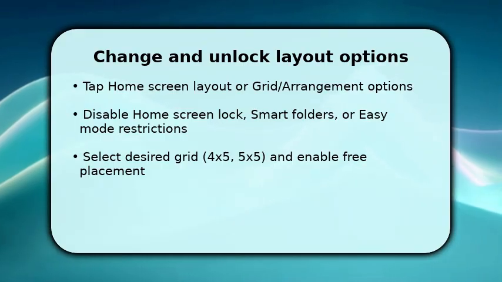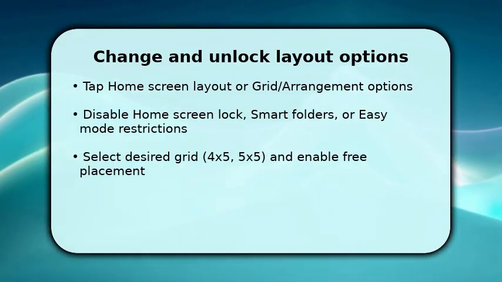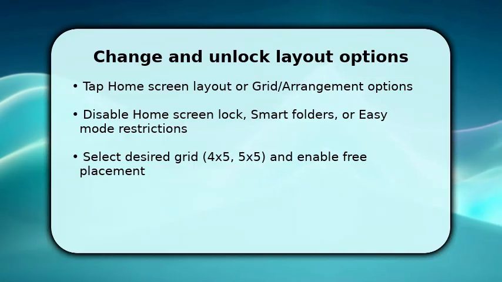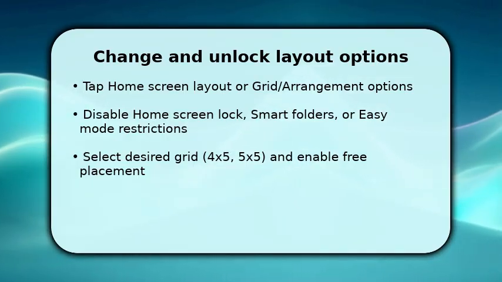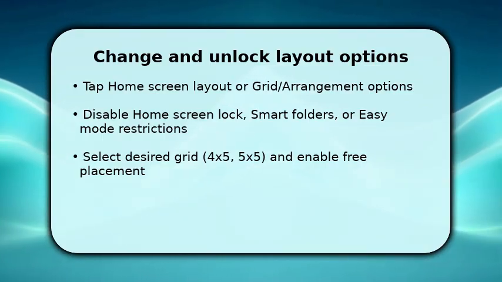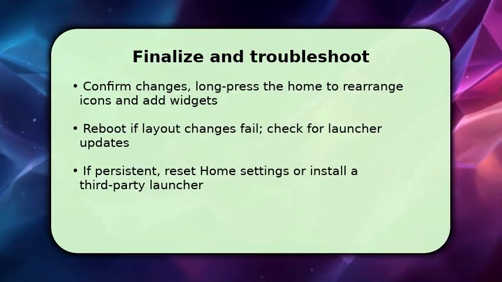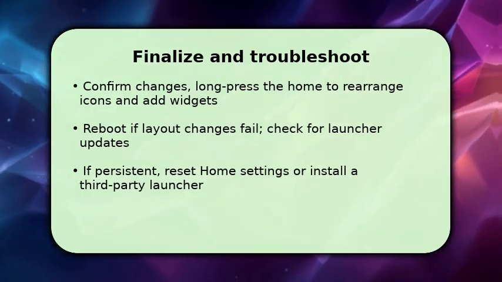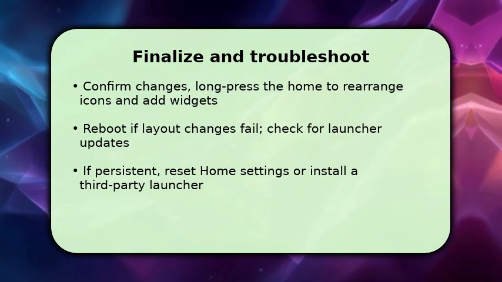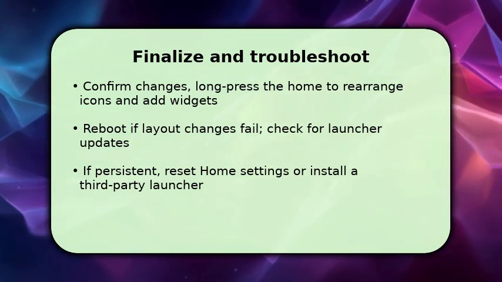After that, choose the app grid like 4x5 or 5x5 and enable free placement so icons and widgets move where you want them without automatic snapping. You finish by confirming and applying the new layout, then long press the home screen to rearrange icons and add widgets. If changes don't stick, reboot the phone. Simple restarts often clear configuration locks.